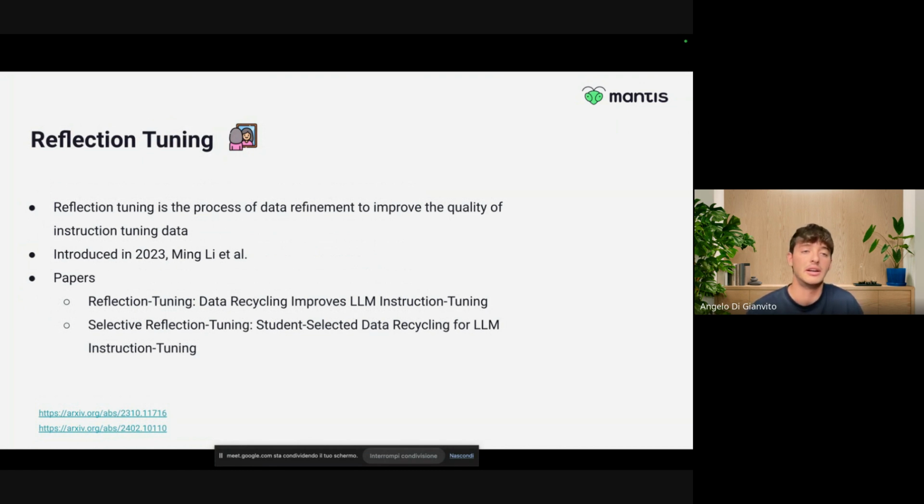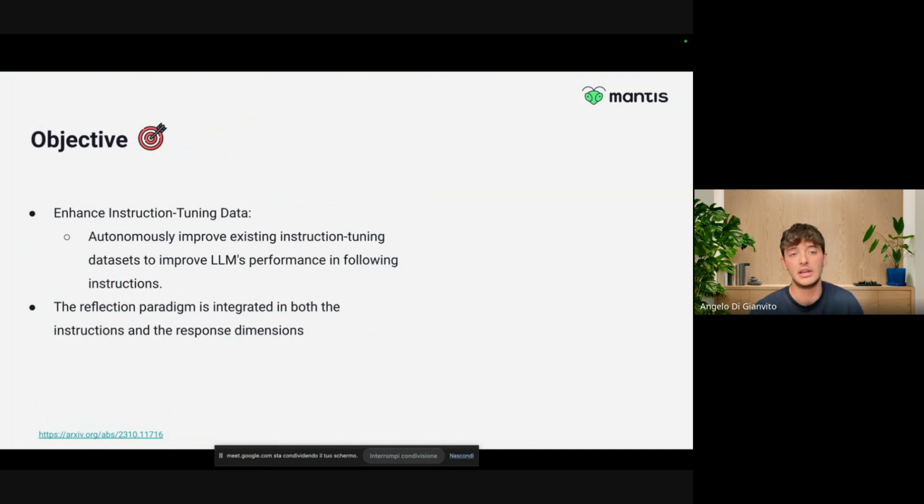In 2023, these guys from the University of Maryland published this paper introducing the idea of reflection tuning, which is basically a way of refining and improving the quality of these instruction tuning datasets. And then they published a new paper this year where they refined this technique. So the objective of reflection tuning is to autonomously find a way to improve these datasets, and following this, improve the LLM performance. What they introduced is to improve both the instruction part of the dataset and the response part of the data instances.